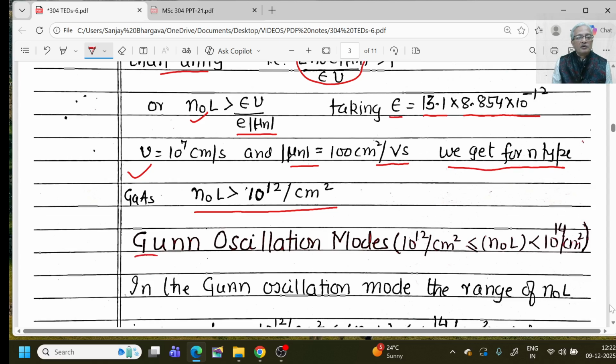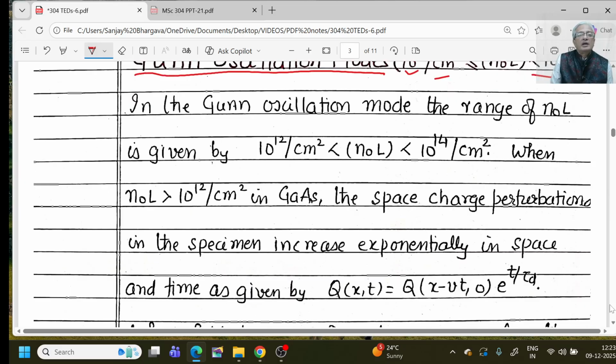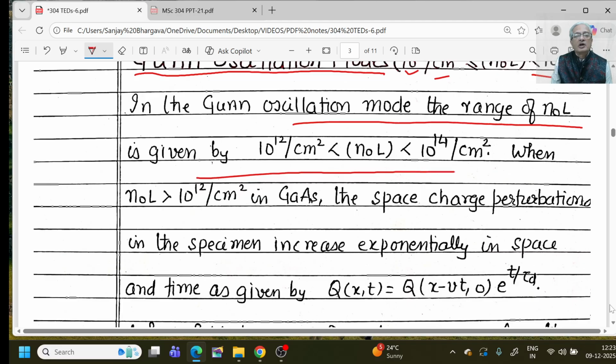Now we pick up Gunn oscillation mode, where N0L must be greater than 10 raised to the power 12 per centimeter square and must be less than 10 raised to the power 14 per centimeter square. In the Gunn oscillation mode, the range of N0L is given by 10 raised to the power 12 per centimeter square less than N0L less than 10 raised to the power 14 per centimeter square.